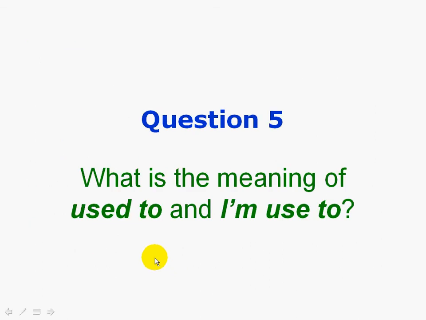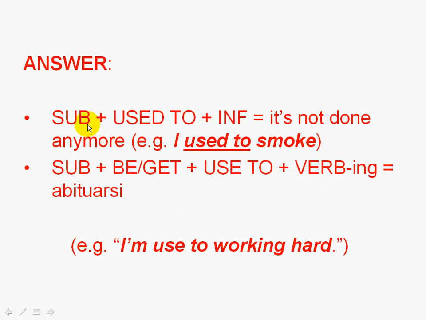Question 5. What is the meaning of used to and I'm used to? If you put the subject with used to and the infinitive, it means it doesn't exist anymore, non si fa più. For example, I used to smoke. C'era un periodo quando fumavo. That means non fumo più.